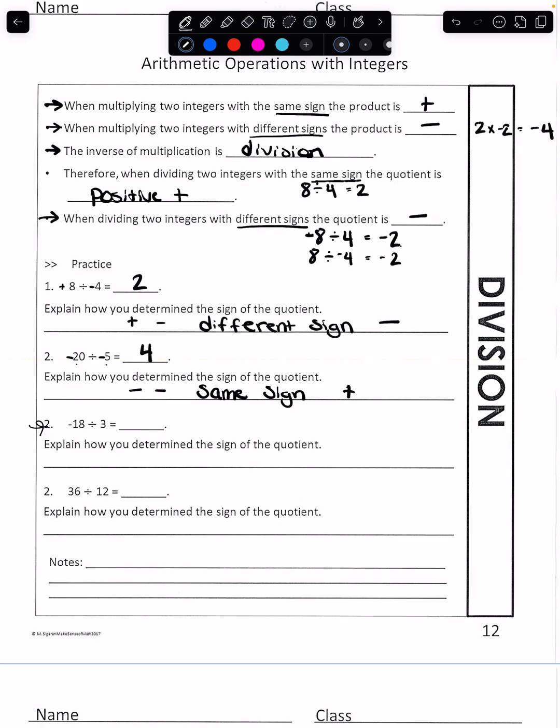I guess problem 2, part 2. 18 divided by 3 is 6. I see a -18 and a +3, which are different signs. So I should get a negative answer. I see a +36 divided by a +12. And 36 divided by 12 is 3. But 2 of the same sign is going to be a positive number.